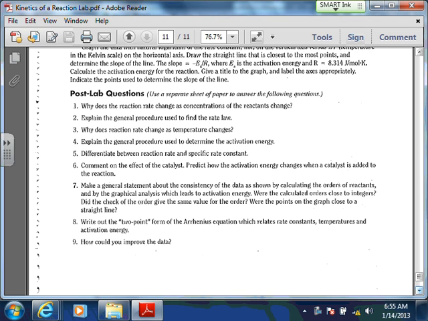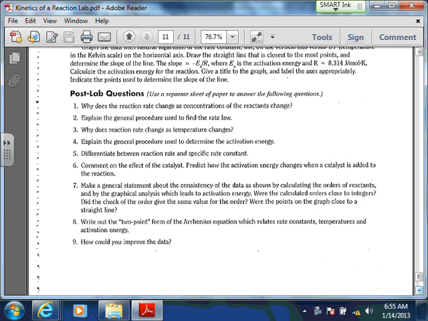Number 8, write out the 2-point form of the Arrhenius equation which relates rate constants and temperature. That's kind of a weird thing to do, but all you need to do there is just write an equation, so that won't take you very long. And then number 9, how could you improve the data? So now you're thinking about how we could actually make this better.